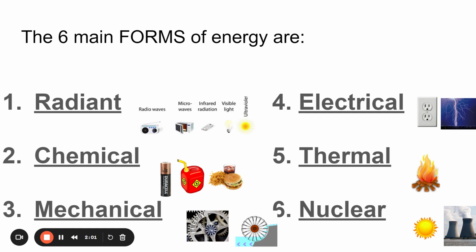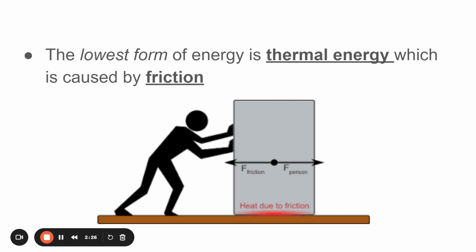Mechanical energy, so think things like gears in a machine or a bicycle, things that are going to help things move. Electrical energy, so electricity. Thermal energy is also often called heat energy. And then nuclear energy, which we're going to look more at, but it happens with nuclear fission and fusion and stuff. We'll look at it towards the end of the unit.